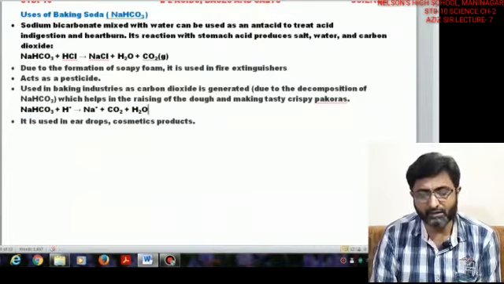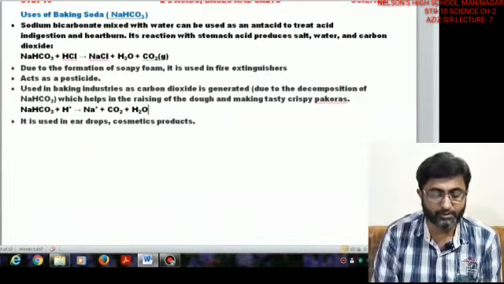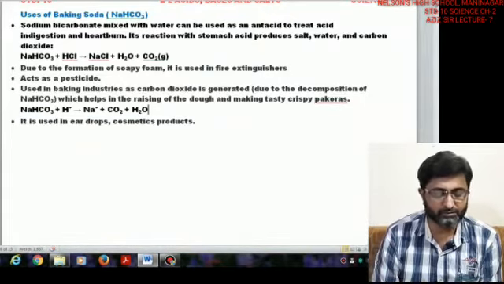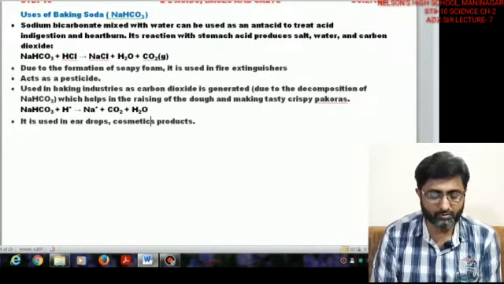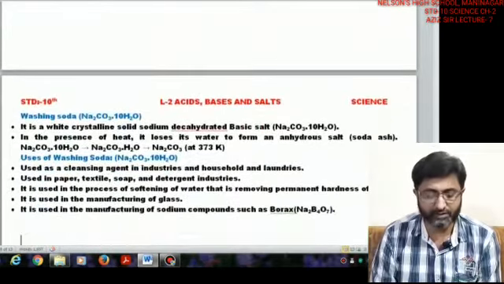Also it is used in ear drops and cosmetic products. The base material of cosmetic products is NaHCO3. Fine. So these are the uses of baking soda.